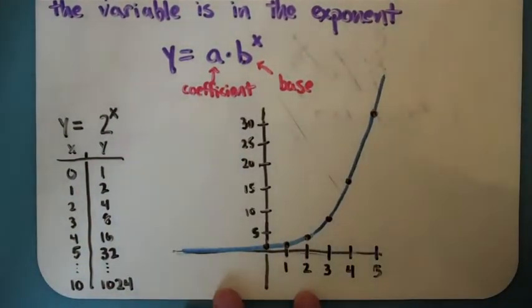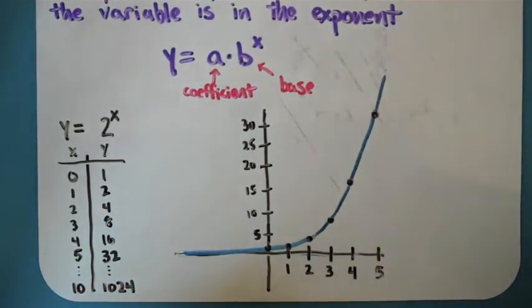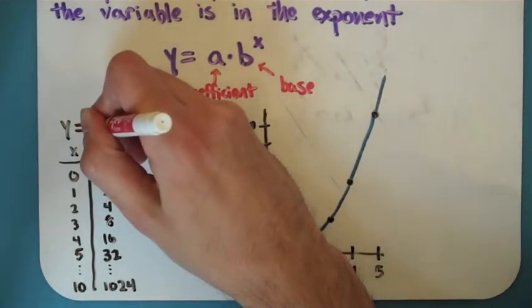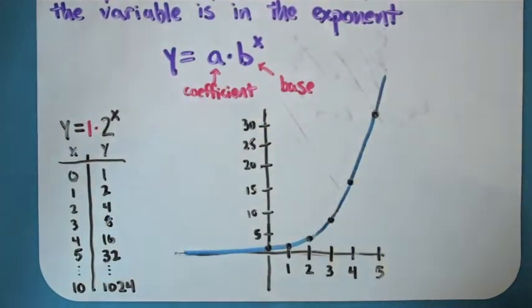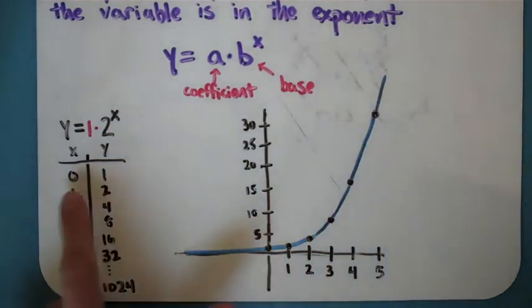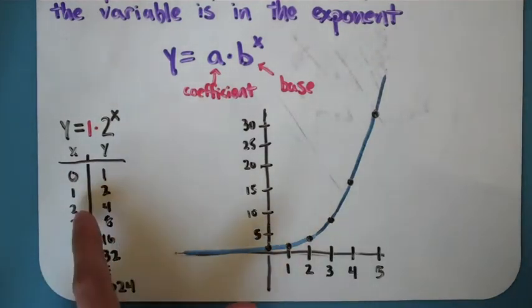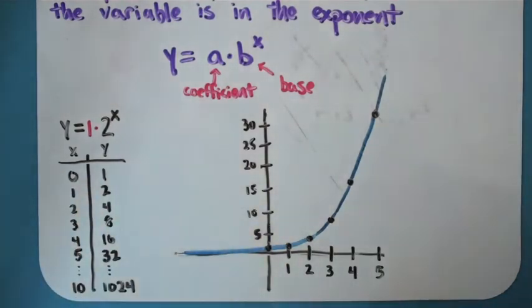Here we have y equals 2 to the x power. In terms of exponential form, you could think about this as really 1 times 2 to the x. So the number by itself out front is a 1, but that's not terribly important here. I went ahead and made a table for this. If you plug in a 0, you have to do 2 to the 0 power, which equals 1. If you plug in a 1, 2 to the first is 2, 2 to the second is 4, 2 to the third is 8, etc.